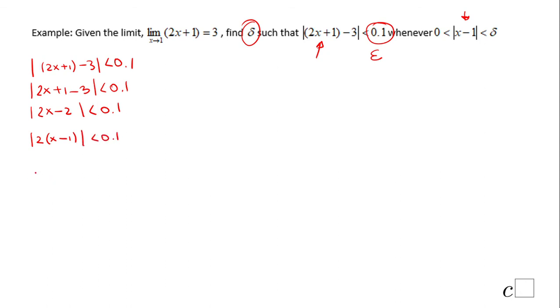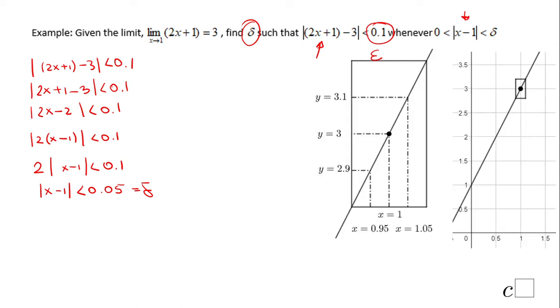And then one of the properties of the absolute value is you can pull the scalar number outside, and we have 2 times the absolute value of x minus 1, and we don't need the parentheses in fact, less than 0.1. And the last thing we can do here is divide by 2, and we end up with the absolute value of x minus 1 less than 0.05. This is delta.